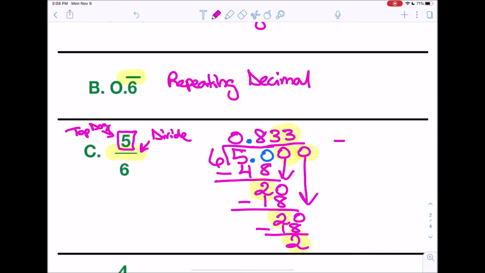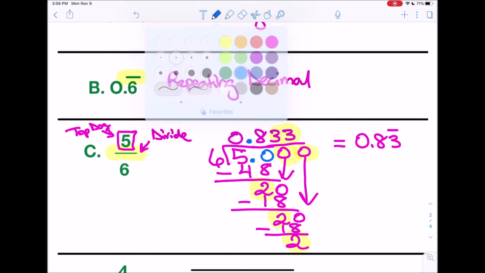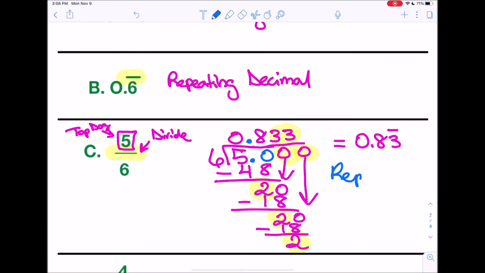So our answer to this problem will be 0.83, and the 3 repeats on forever, so the infinity bar goes on top of the 3. And since it repeats forever, this is definitely a repeating decimal.